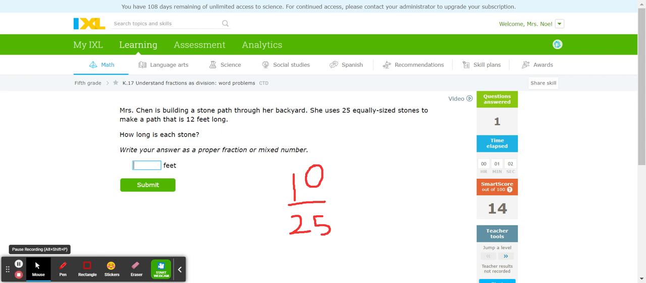Mrs. Chen is building a stone path through her backyard. She uses 25 equally sized stones to make a path that is 12 feet long. How long is each stone, okay? 25, no, it's 12 feet divided by 25.